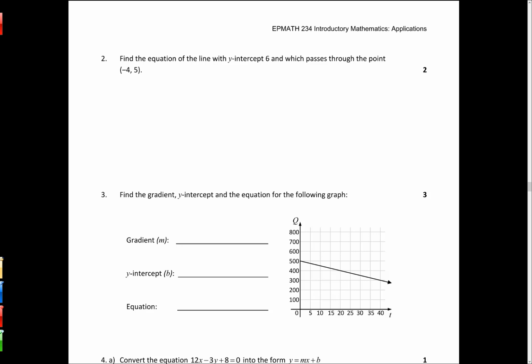Find the equation of the line with y-intercept 6. In other words, b equals 6, which passes through the point minus 4, 5. So the bits of info I've been told here is I know the y-intercept. I know an x value that works, minus 4, when the y value is 5. When it said find the equation, I'm thinking y equals mx plus b. And all I need to do is replace the m with the gradient and the b with the y-intercept. Well, easy to replace the b with the y-intercept because the y-intercept is 6.